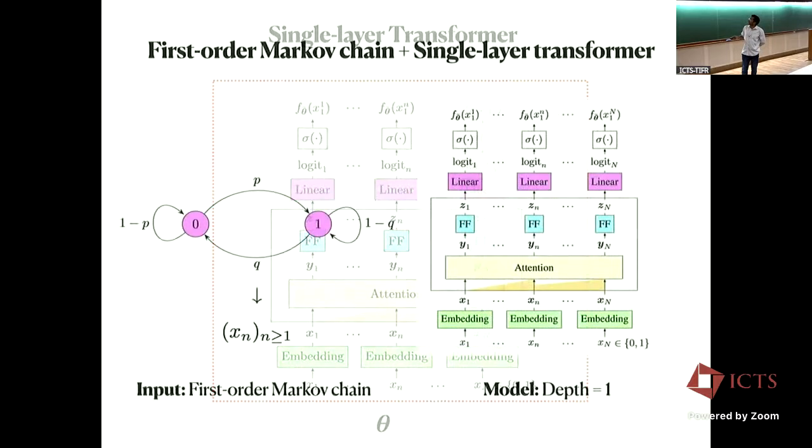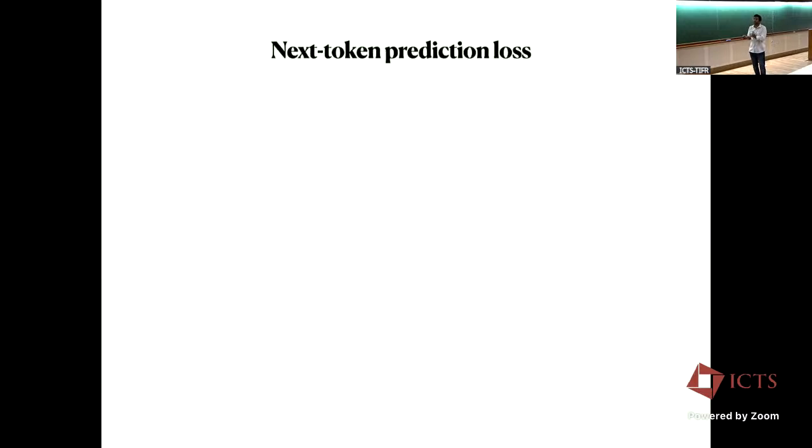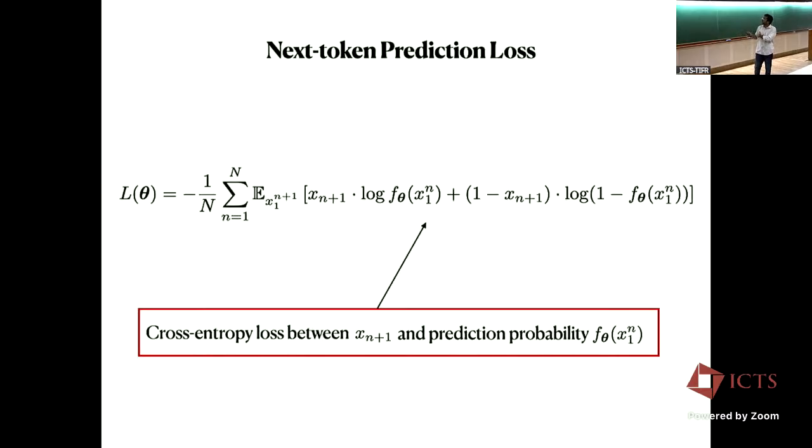Okay, so we saw the setup. I showed you both the model and the input data structure, but that's not the full story, right? You need to train the model on some loss. The loss that we consider is the classical next token prediction loss. What does it mean? Mathematically, the expression looks fancy, but the idea is very simple. It's just the cross entropy loss between your next token, x_{n+1}, and your prediction probability. You can say it's the negative log likelihood. So that's the overall loss. And since this is a random quantity, because everything is random, the sequences are random, you take the expectation and sum it across all the positions and average.